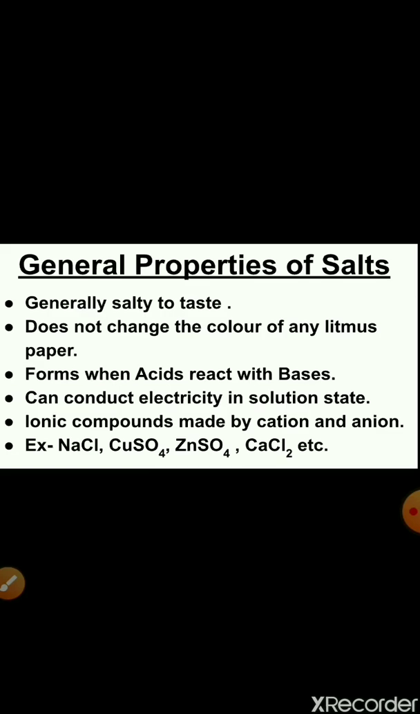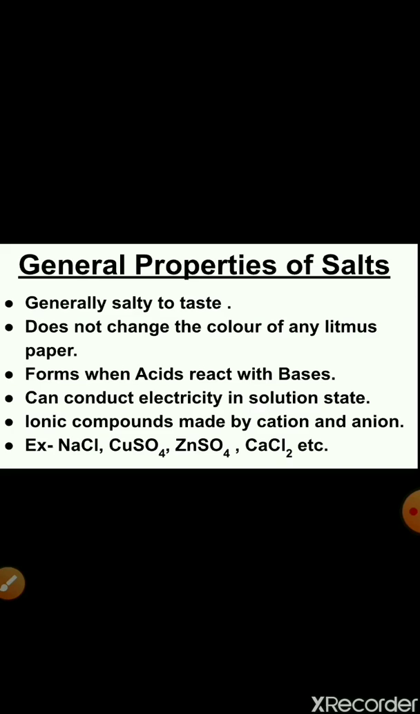They are salty to taste. Generally they are salty to taste, but it is not necessary that salts are only salty. If we are saying salts here, it doesn't mean NaCl only, or the common salt which we are using in our kitchen. Salt means any substance which is formed by the neutralization of acid and base. So whenever acid is neutralizing base, the substance or chemical which is forming is known as salt.